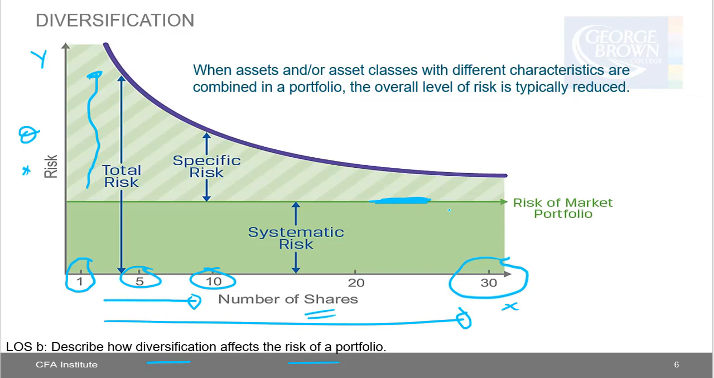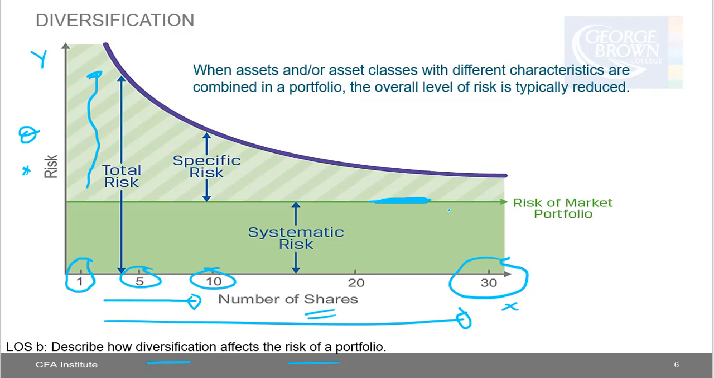So diversification is one of the most important principles of investing. When assets and/or asset classes with different characteristics are combined in a portfolio, the overall level of risk is typically reduced. Mathematically, a portfolio that combines two assets has an expected return that's the weighted average of the returns on the individual assets. So that's very important to understand. If you're looking at expected return, it's just the weighted average.